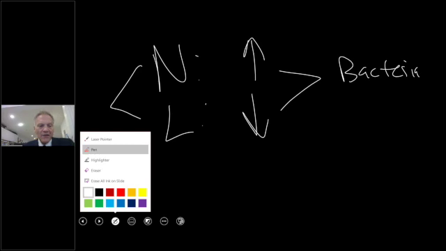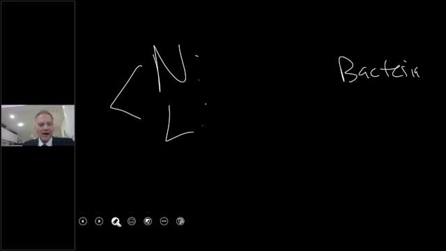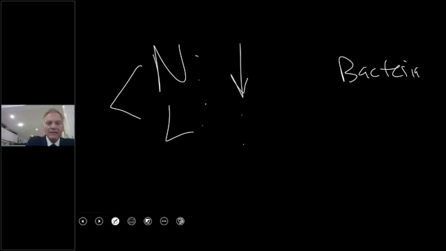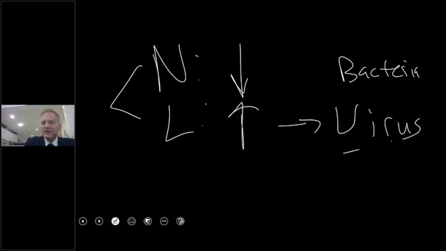So on the other hand, if you have neutrophils that are low and you have lymphocytes that are high, we generally think more about viruses. But don't get slipped up on that.